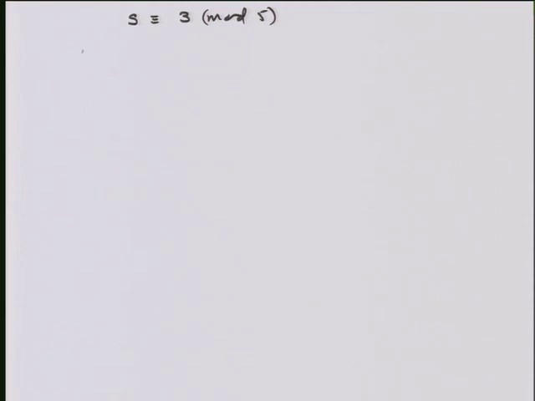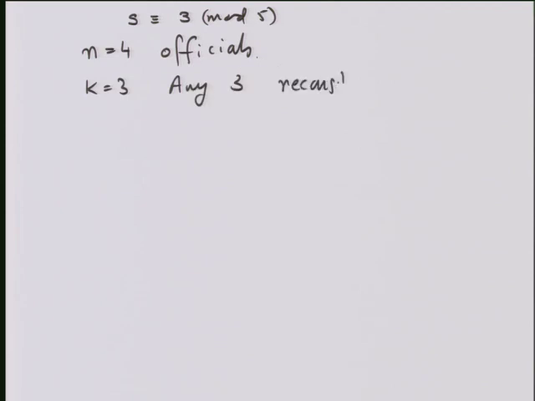Let's say that n is 4, so we have 4 officials, and we want k equal to 3. So any 3 of them should be able to figure out the secret. Any 3 should be able to reconstruct.